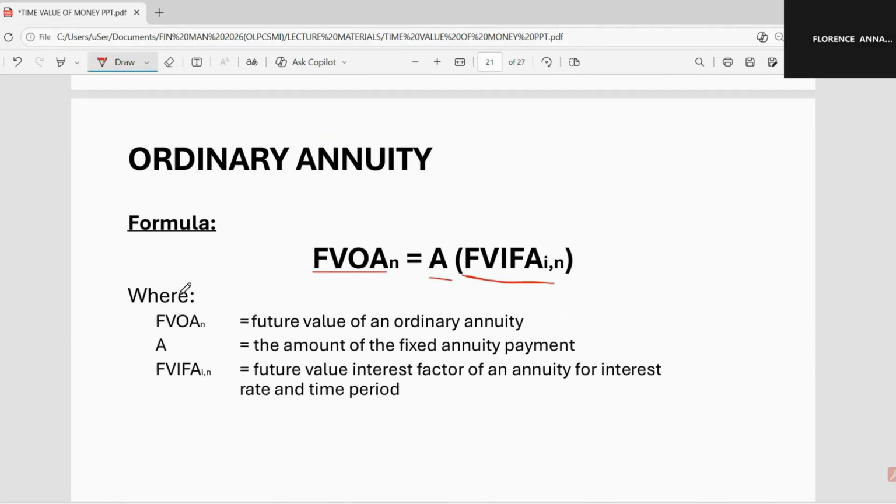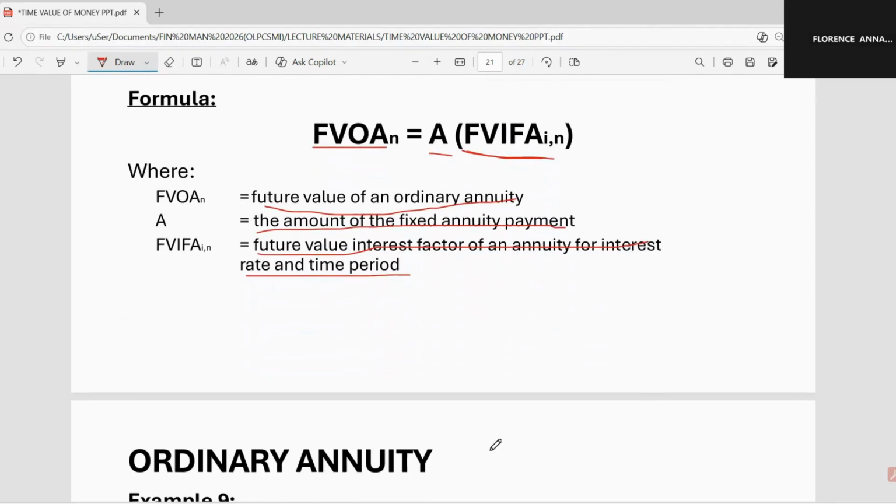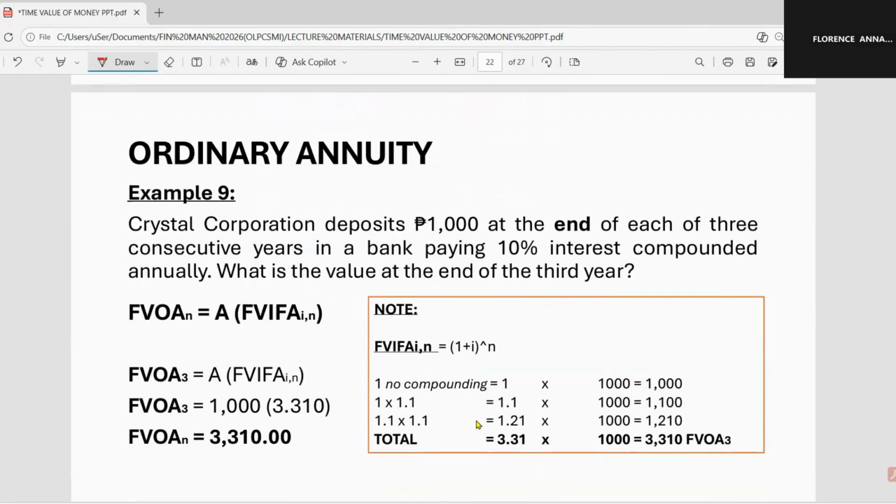where FVOA is your future value of an ordinary annuity. Your A is the amount of fixed annuity payment. And your FVFA is your future value interest factor of annuity for interest rate and time period. Now let's try to solve. Crystal Corporation deposits 1,000 pesos at the end of each 3 consecutive years in bank paying 10% interest compounded annually. What is the value at the end of third year?